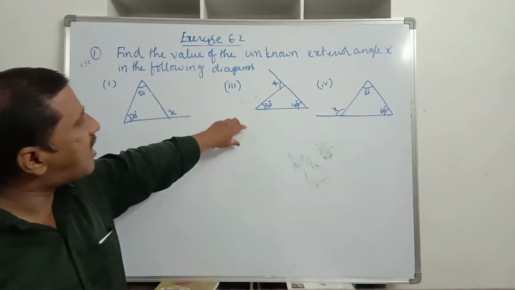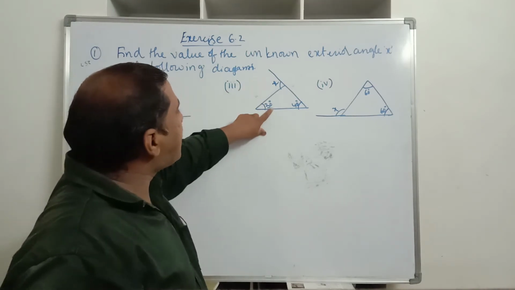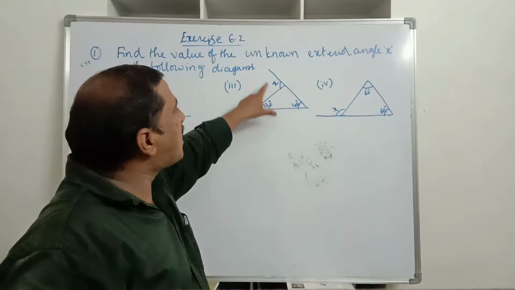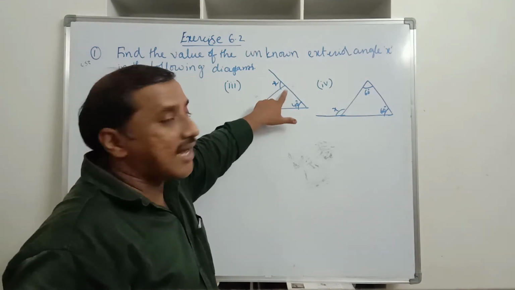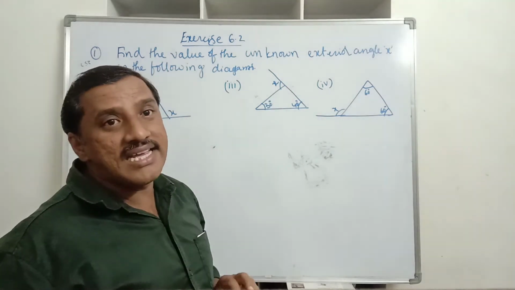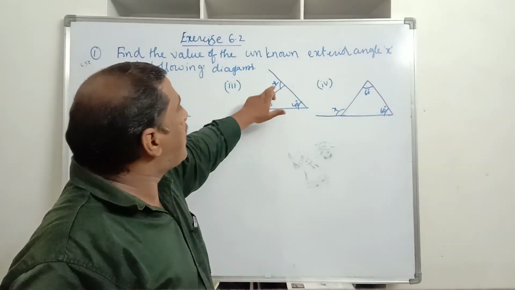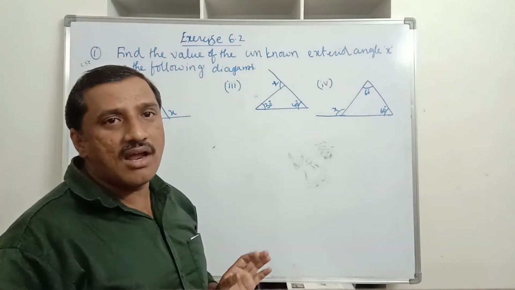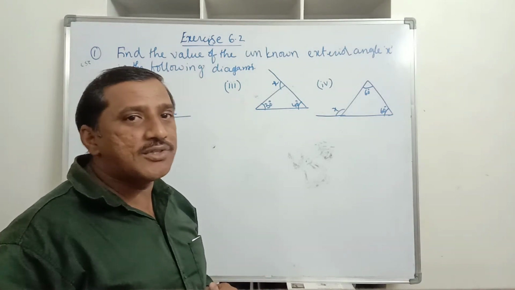Yes. Next, here is x, and inside we have 30 degrees and 40 degrees. Two angles we know. How are they related to this x? This angle is the adjacent angle. Definitely the remaining two angles are interior opposite angles. So x is the exterior angle, and 30 and 40 degrees are the interior opposite angles.